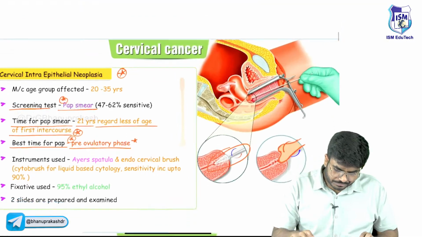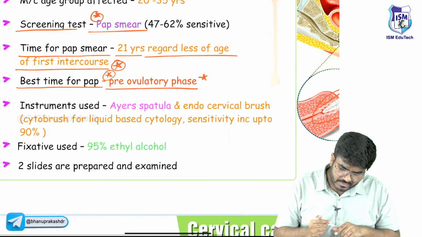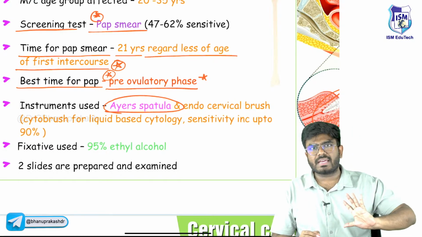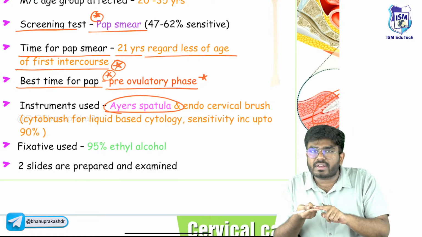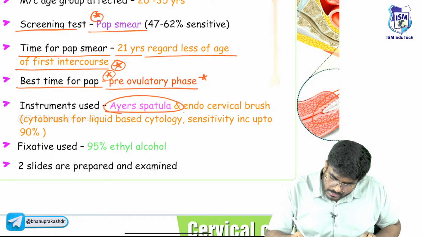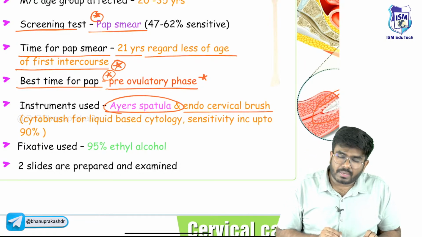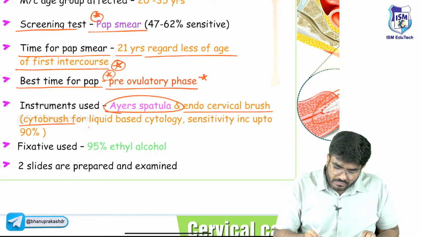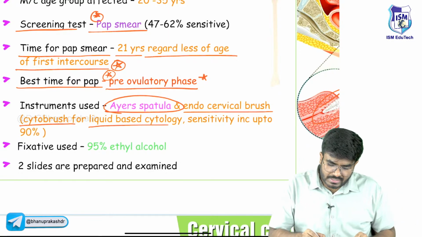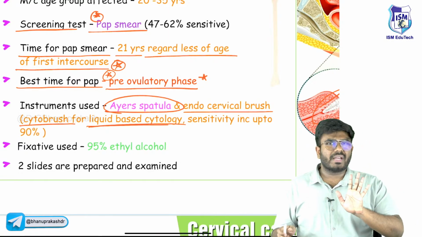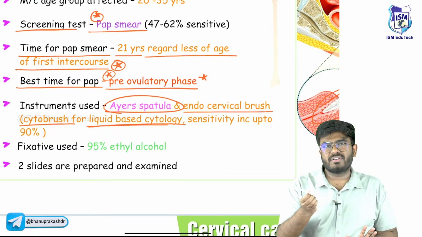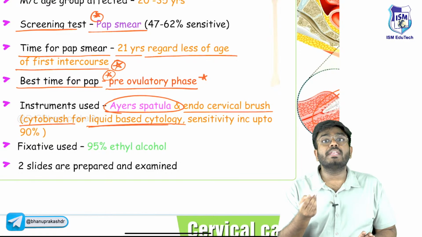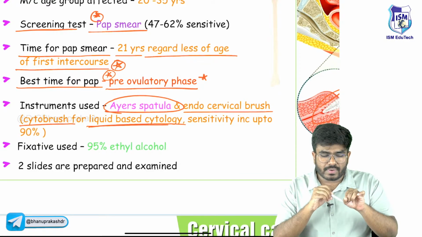So what are the instruments used? The Ayre spatula is the usual conventional way of taking the cells and looking for any dysplastic changes. There is one more instrument called the endocervical brush or cytobrush. It is used for a more advanced method called liquid-based cytology. But at the end of the day, there are two types of instruments used: the Ayre spatula and the cytobrush. Using these instruments, we collect the cells from the cervix.